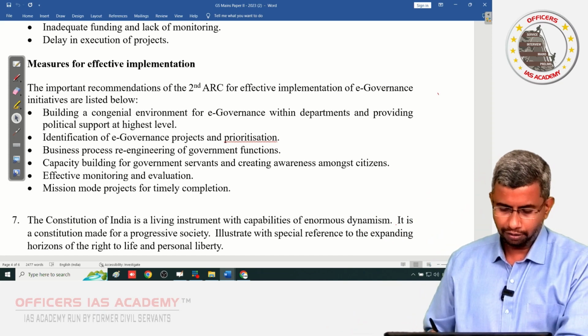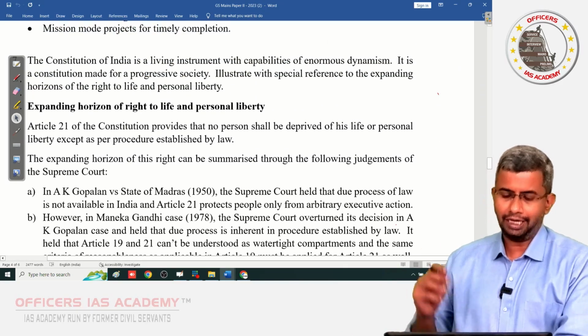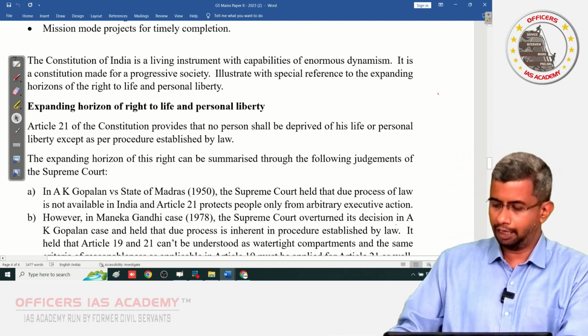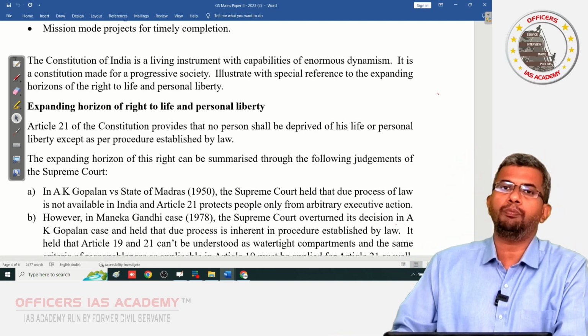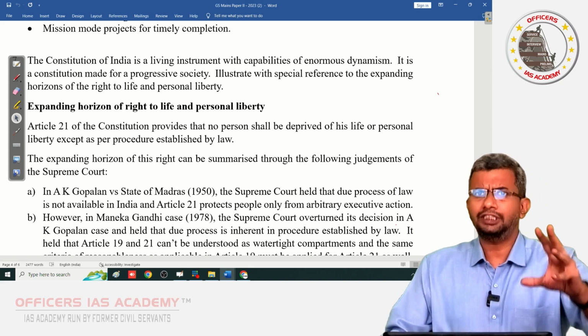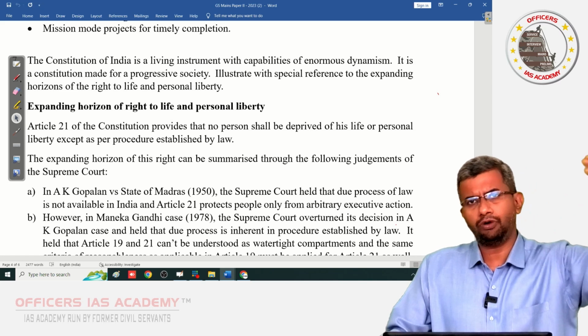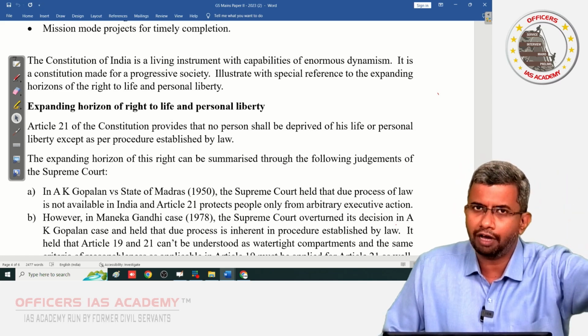The next question: Constitution is a living instrument with capabilities of enormous dynamism. It is a constitution made for a progressive society. So this is about how the Constitution is a living document and how it is amended from time to time in order to take care of the requirements of the society.